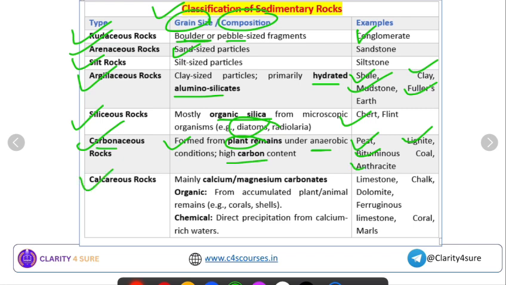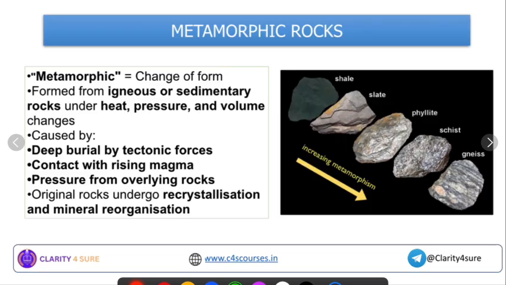Next is calcareous rock. Calcareous rocks are mainly calcium and magnesium carbonates. They could be of organic origin or they could be chemically originated. Examples are limestone, dolomite, chalk, then coral, etc. Okay, this was the classification of sedimentary rocks and overall sedimentary rock under the classification of rocks.